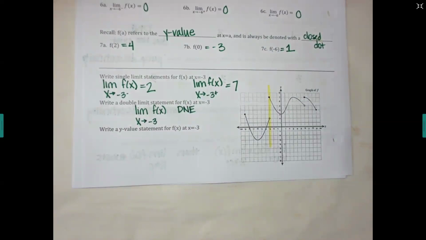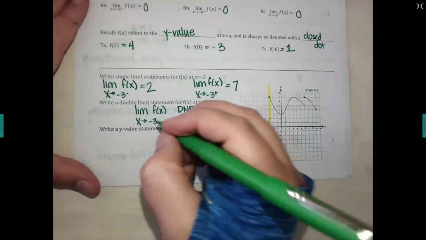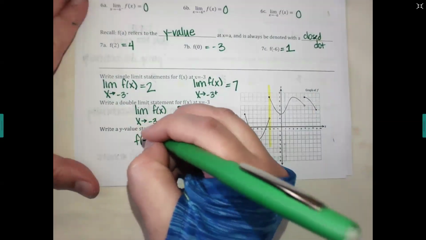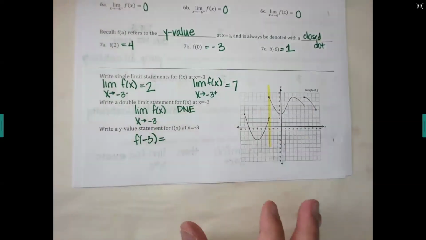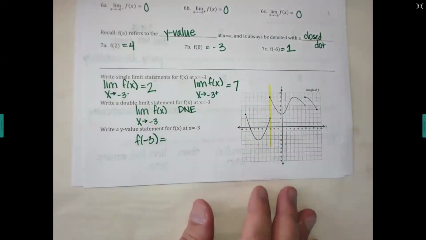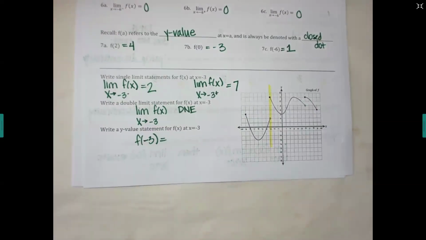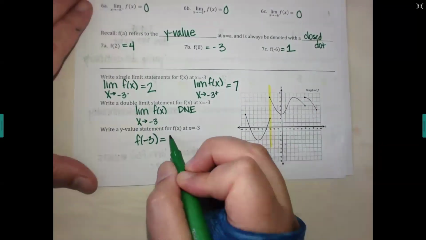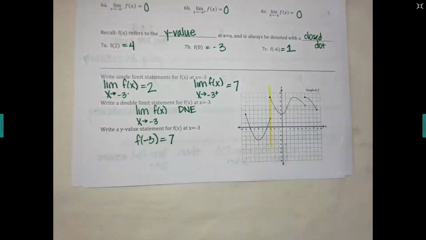Okay, then for your y value statement, you would put f of -3. And then you would tell me where the closed dot is. Okay, and it doesn't matter if it's on the left or the right side, or if it's totally separate. You're just looking for where that closed dot is. Where is it? 7. Perfect. Go ahead and turn the page.